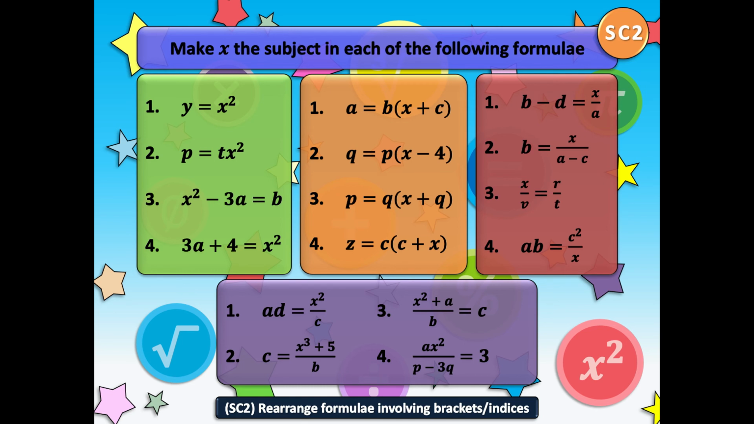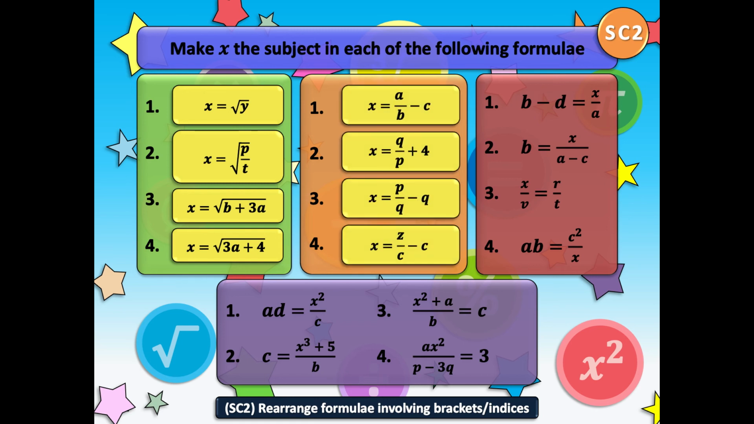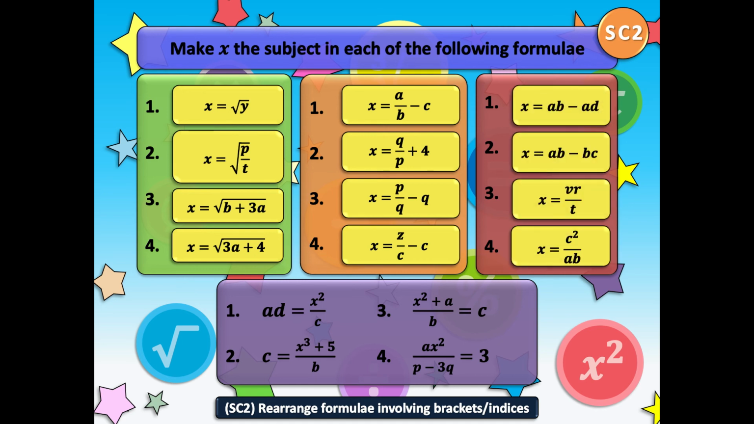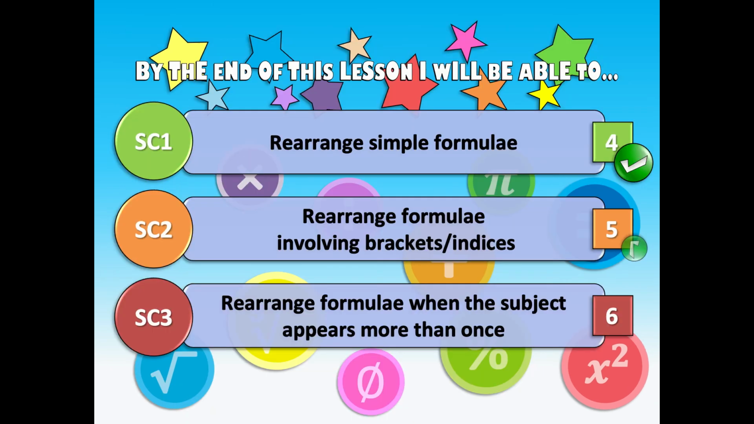Here are your answers. So there's your green answers. There's your amber answers. There's your red answers. And there's your purple answers. And now we've completed success criteria 2.